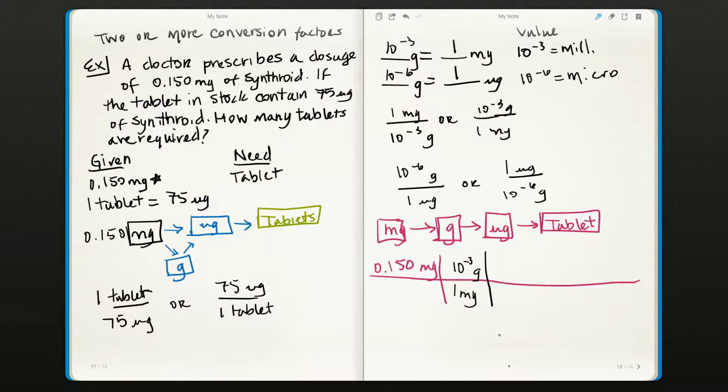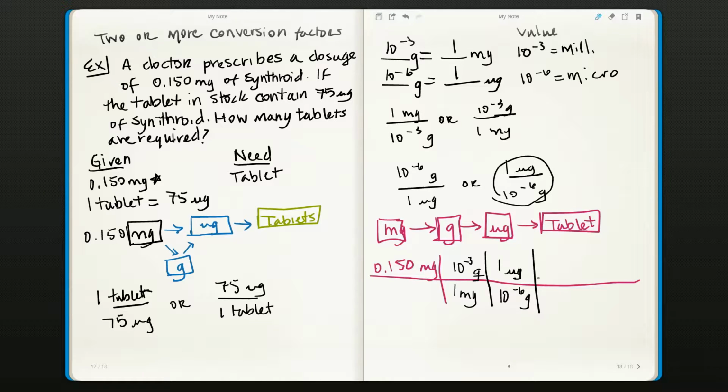How many micrograms are in a gram? We wrote those conversion factors up here. Which one would we need to use? Again, look at what's in your numerator. Here our numerator is grams, so we need to use this conversion factor. On the bottom, 10 to the negative 6 grams per 1 microgram.